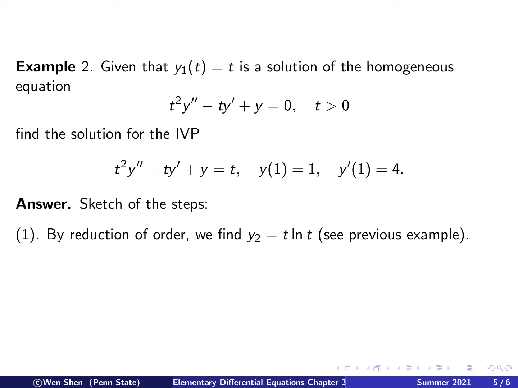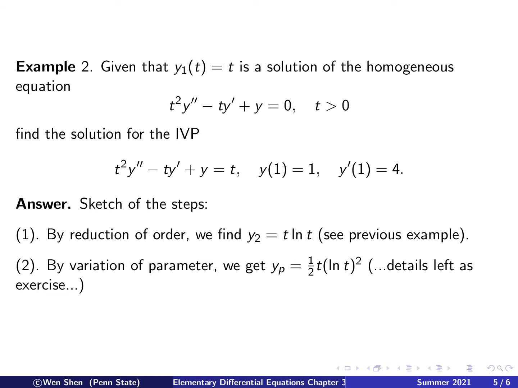If we have y1, then we need y2, the second solution for the homogeneous linear equation given here. And in that situation, we know how to do it. The method is called reduction of order. There we introduced three methods. You can use the last one, the most efficient one, and find the second solution y2 that is linearly independent of y1. We find that y2 is t times ln t.